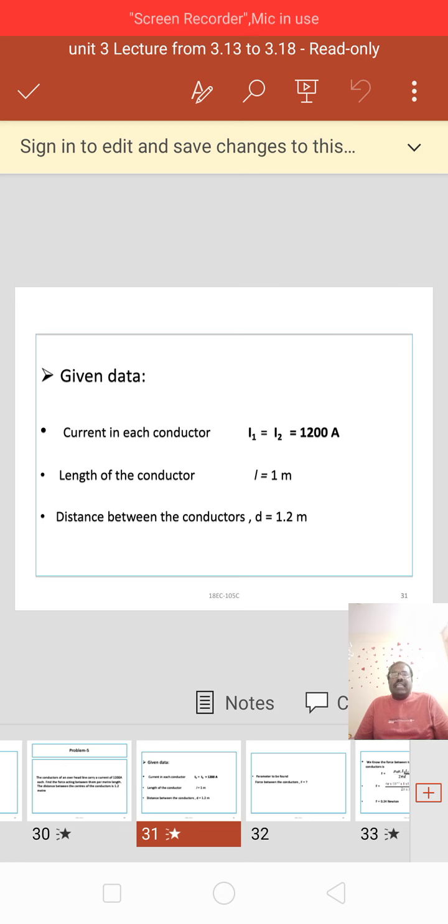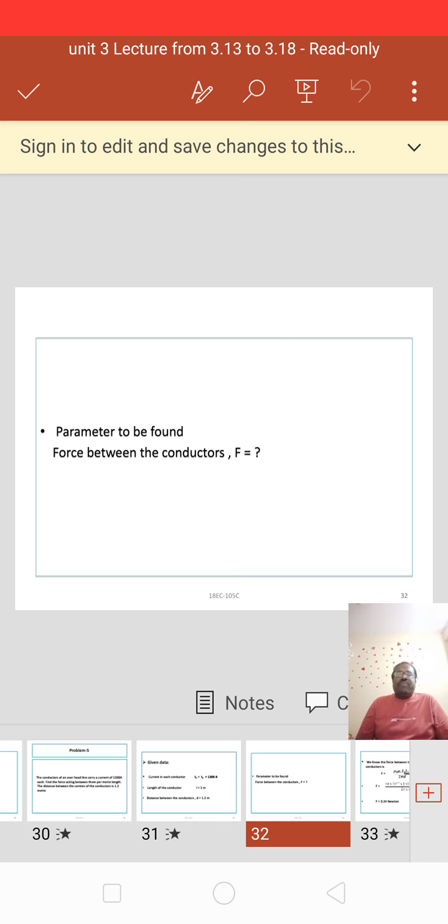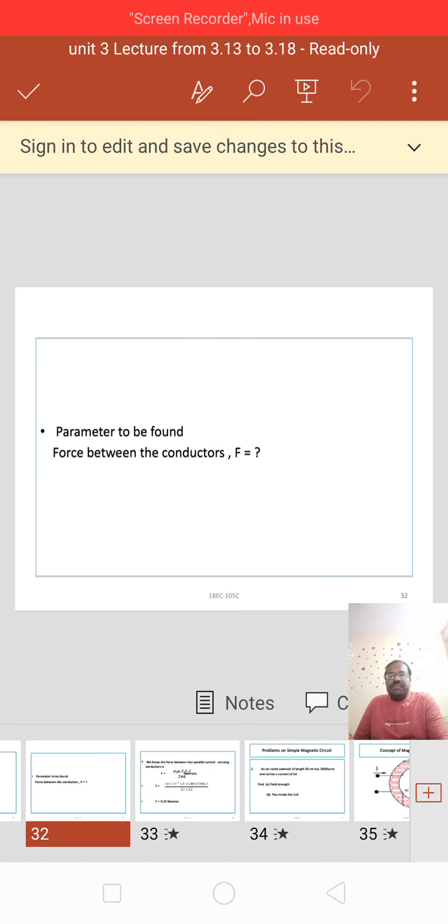Given data, current in each conductor I1 equal to I2 equal to 1200 amperes. Length of the conductor L equal to 1 meter. The distance between the conductors D equal to 1.2 meters. Okay, these are the given data. Parameters to be found is force between the conductors F equal to how much.